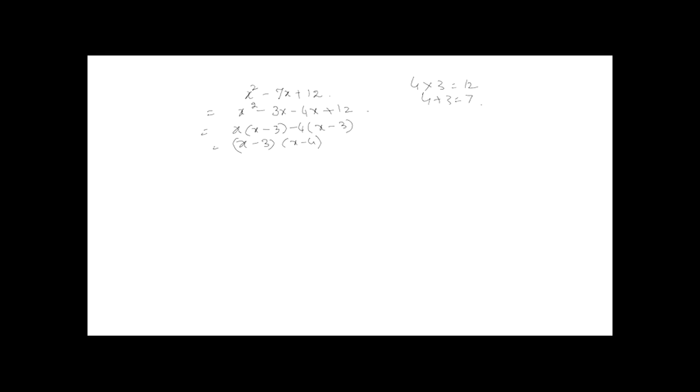Factorize the polynomial x squared plus 14x plus 45. Now take this question. Do this. x plus 9 and x plus 5, ma'am. Correct. 9 into 5 is 45, 9 plus 5 is 14. So x plus 5 and x plus 9 are the factors.